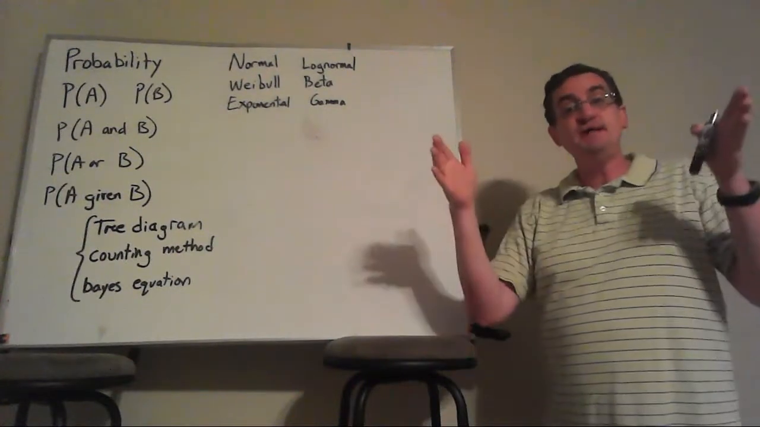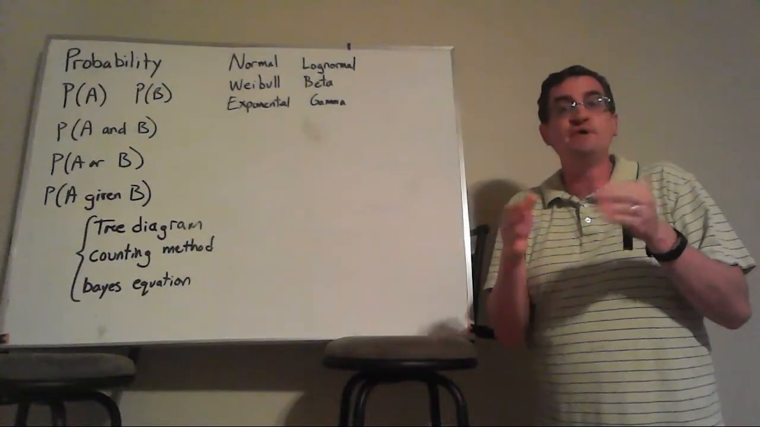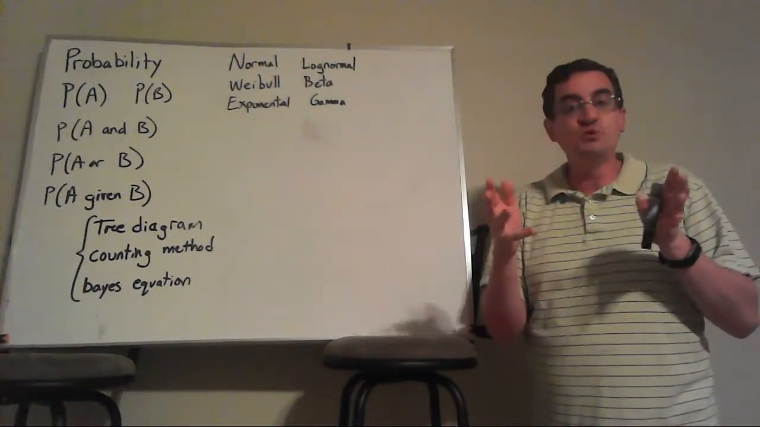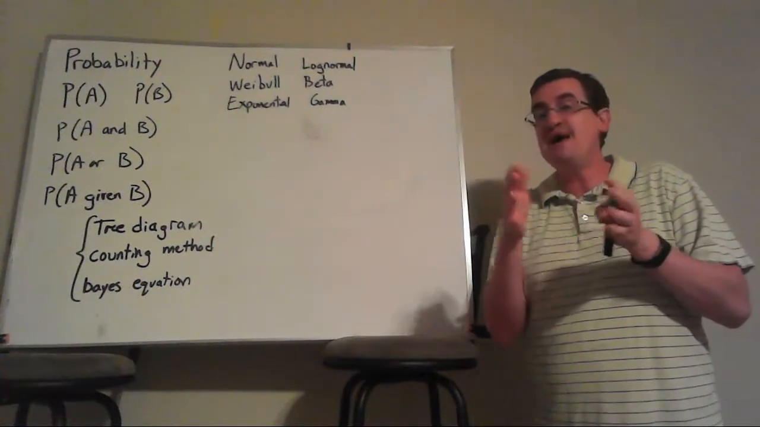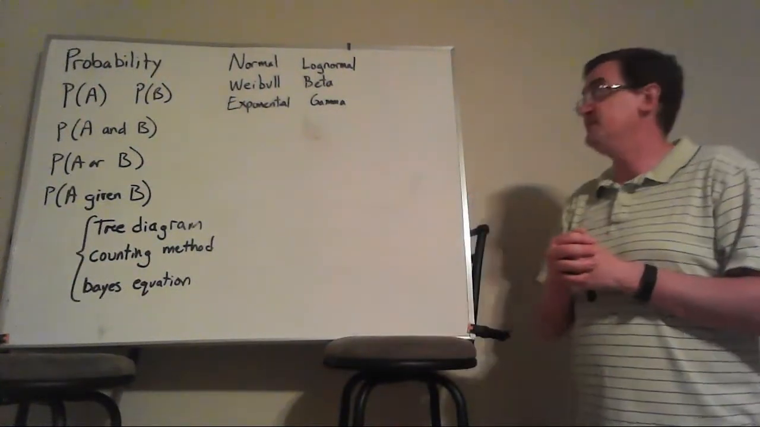Beta is not. Beta is restricted, for instance, between 0 and 1. So it's useful for probabilities of a proportion because there's a maximum. It could be everyone, but that's as most it can get. It can't go up to infinity.